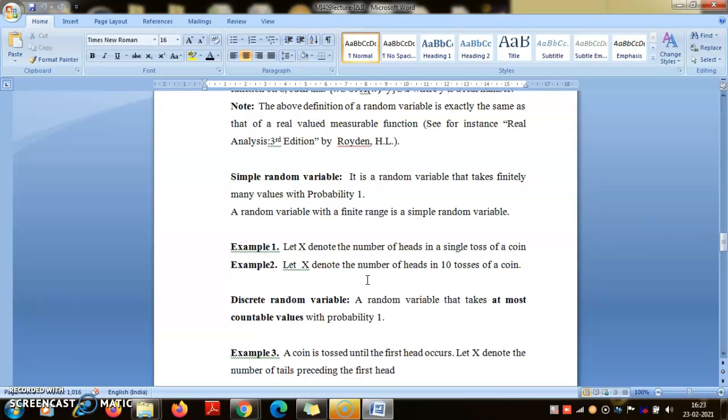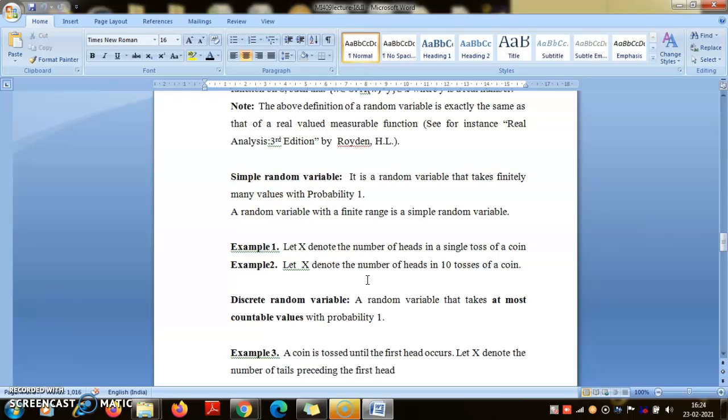Similarly, if I toss a coin 10 times, then ask you to compute the number of heads, it could be 0, 1, 2 up to 10. So here it takes many values. Whenever we talk about a simple random variable, we refer to a measurable function in a probability space where the range is finite. Since the range is finite, you can split the sample space or the domain depending upon the different values of the random variable.